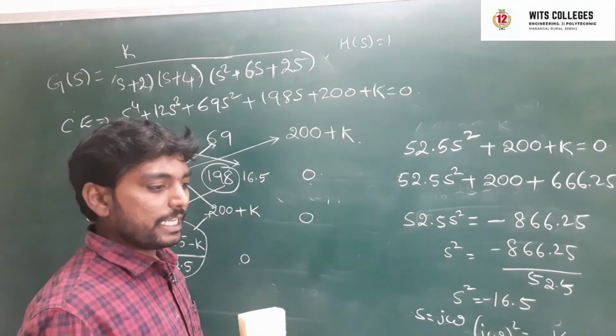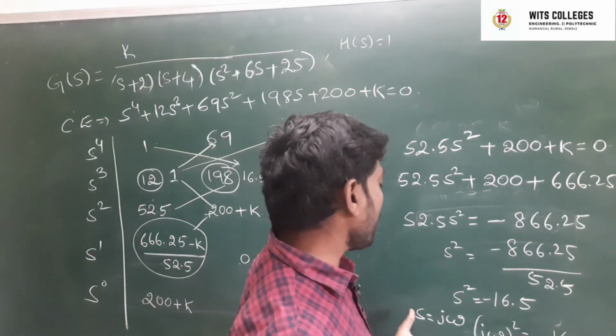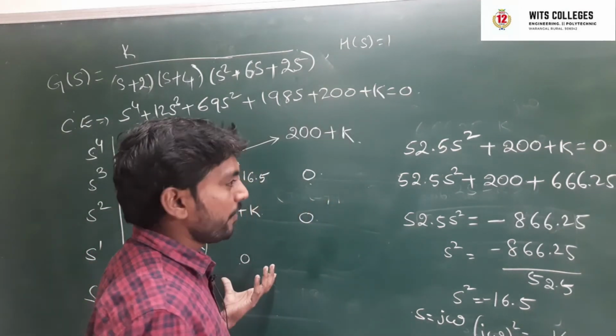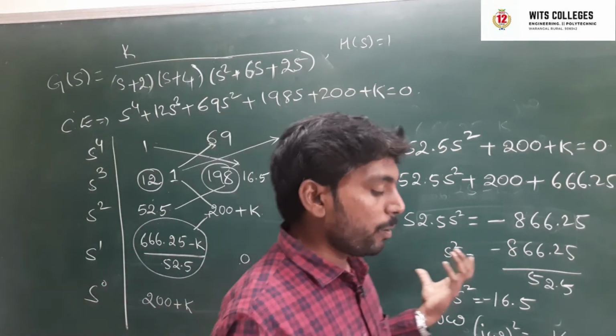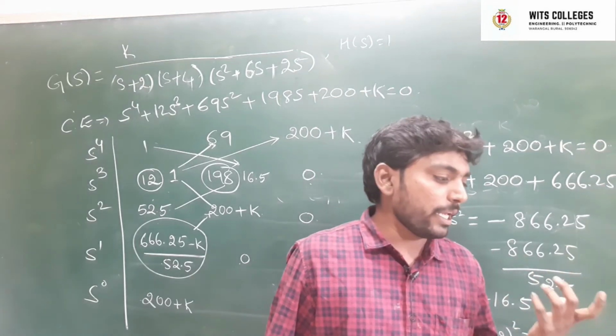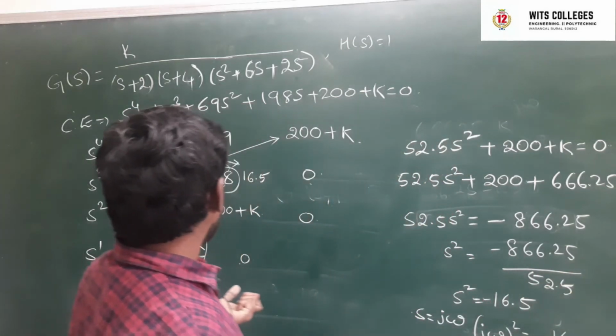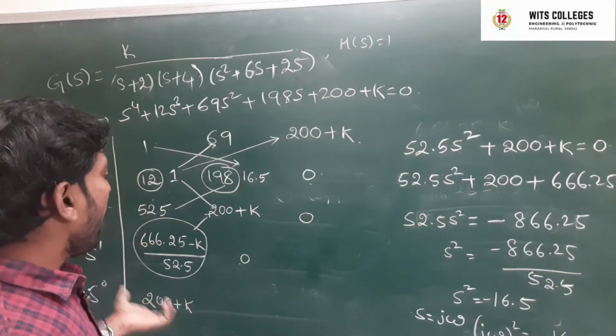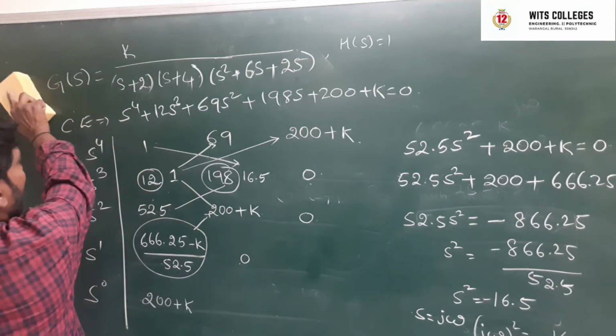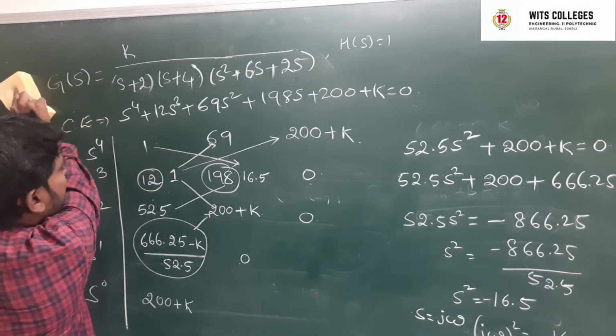Next, we found the omega value and k value. This problem was by using RH criteria. Now we will see another problem, again by using RH criteria.